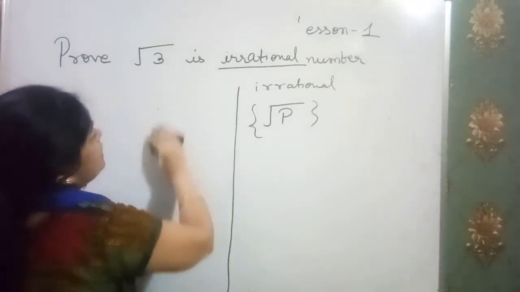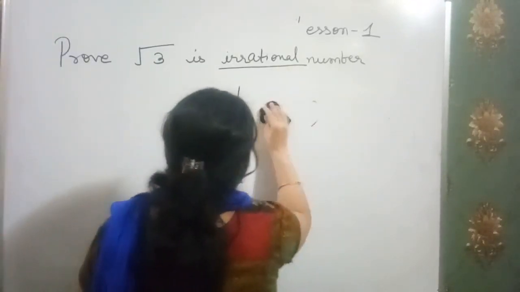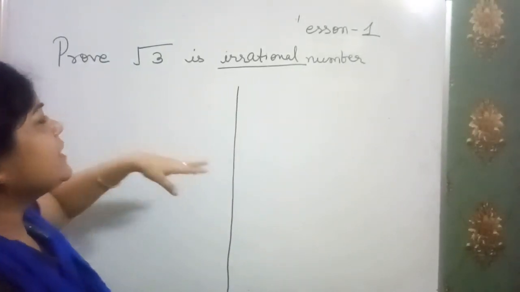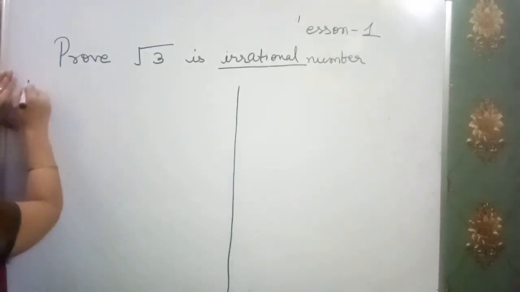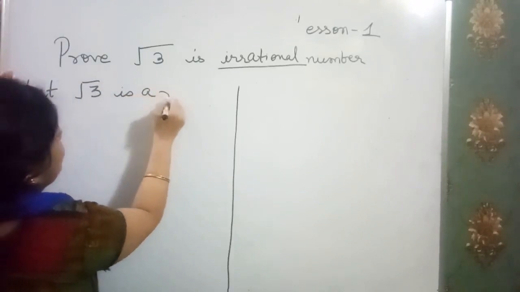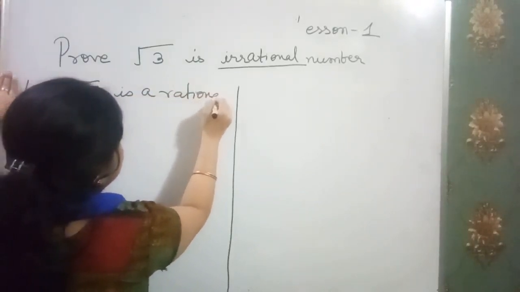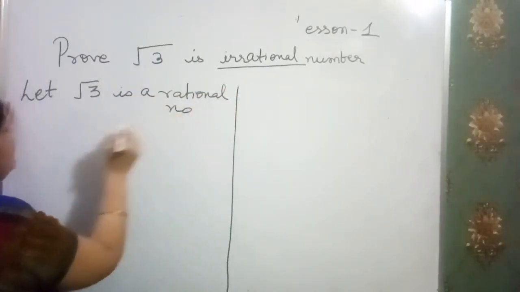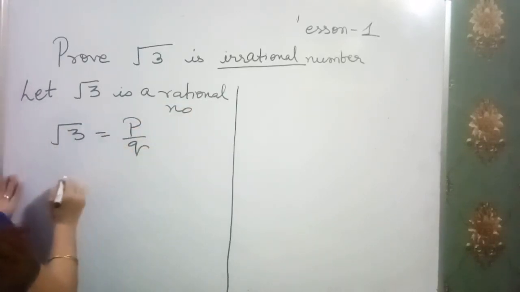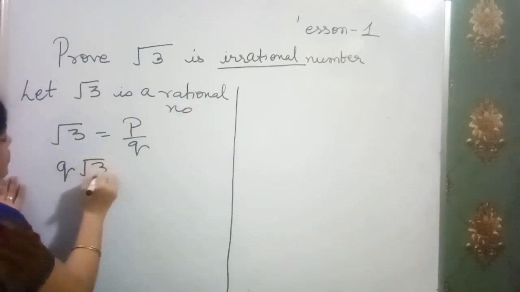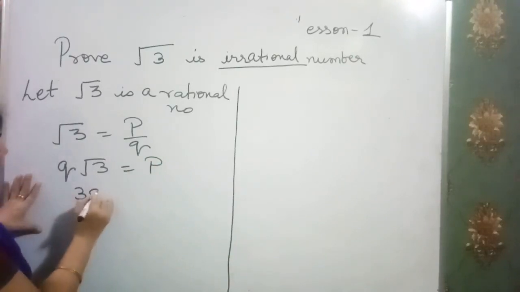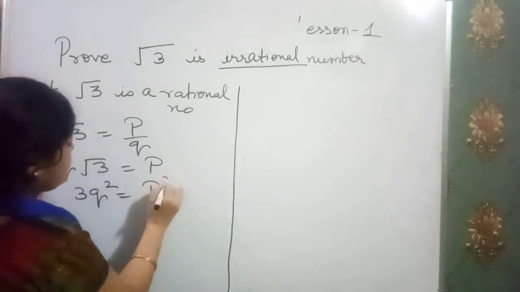Prove that root 3 is an irrational number. Whenever we want to prove anything, we take the contradiction of that. So I write: let root 3 be a rational number. Now a rational number is in the form of p over q. So we have root 3 is equal to p over q. So now we have q root 3 is equal to p. Squaring on both sides, we have 3q square is equal to p square.